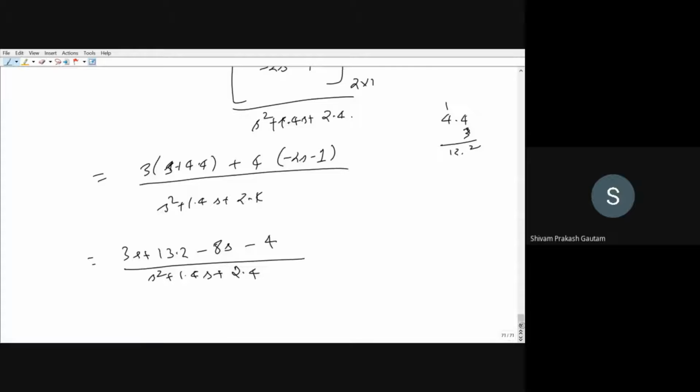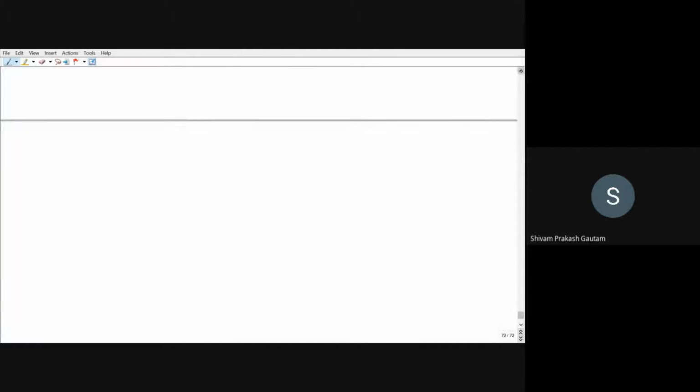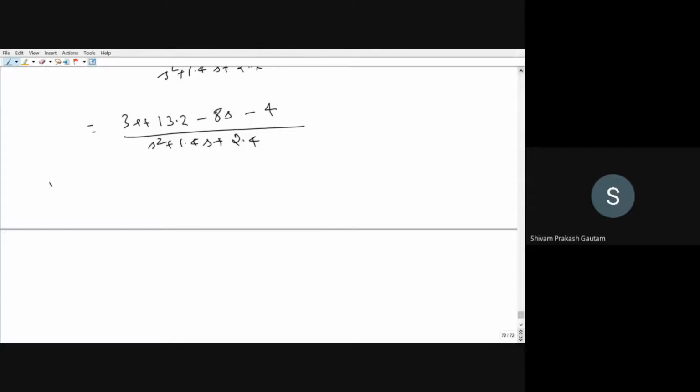So finally we will get the transfer function Y(s) upon U(s), which is equal to C into (sI minus A) inverse into B, equal to 3s minus 8s, which is minus 5s, right? And 13.2 minus 4 will be equal to how much? 9.2. So 9.2 upon s square plus 1.4s plus 2.4. So this will be your transfer function from the ABCD matrices.